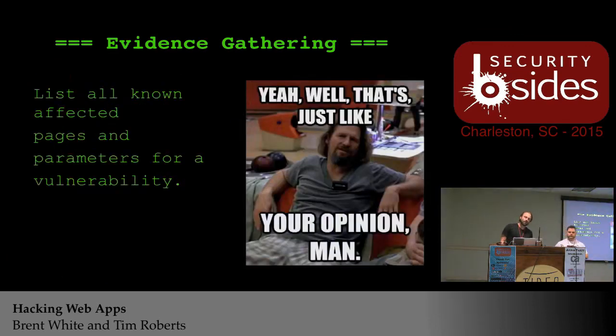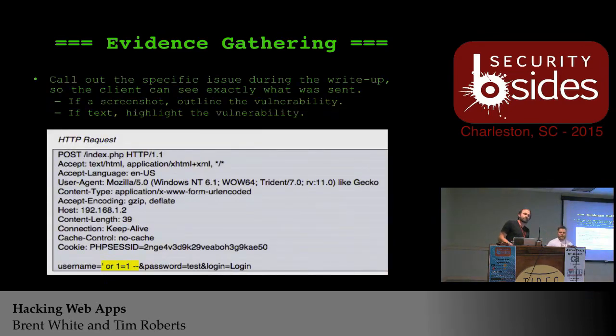You want to list all known affected pages and parameters for vulnerabilities. The reason why is, sometimes you'll just put one parameter. Let's say you ran a Nessus scan or something like that, and you're like, oh, okay, well, that looks vulnerable. You go and you test that parameter, and now you're just talking about that parameter. Did you look at all the affected pages and all the parameters on there? Do they know to look at that, or do they just know to look at the username field or something?